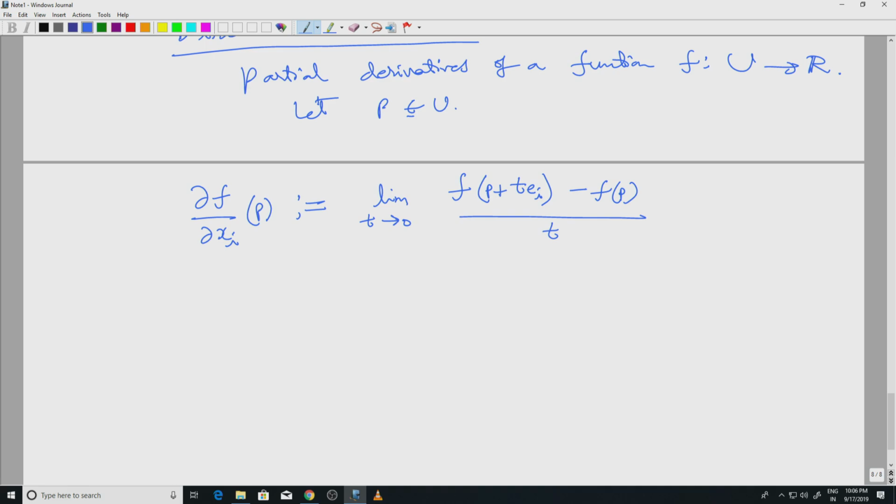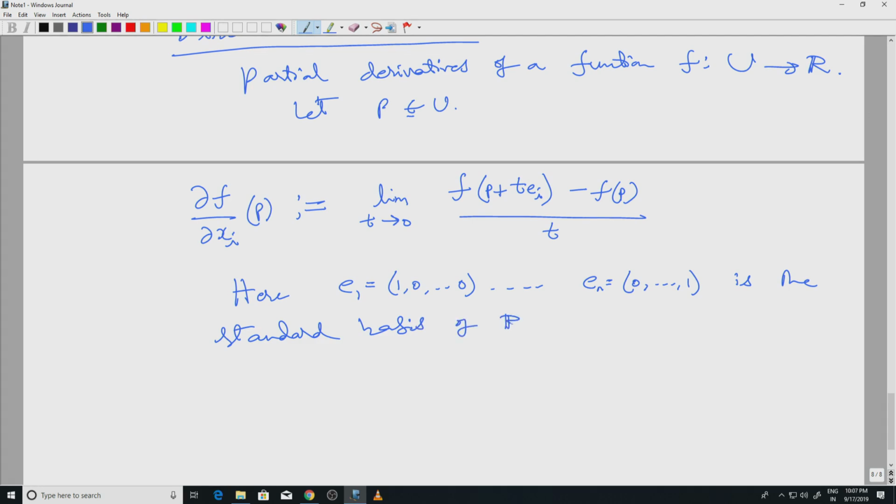Now, what is this ei? Well, ei is the standard basis. Here e1 equals (1, 0, ..., 0), en equals (0, 0, ..., 0, 1), is the standard basis of Rn.